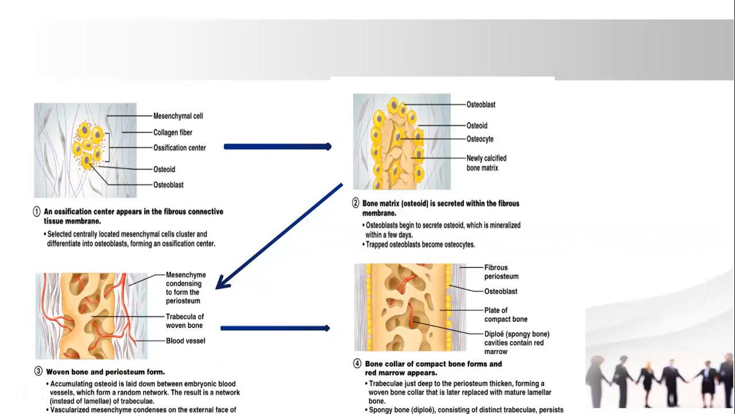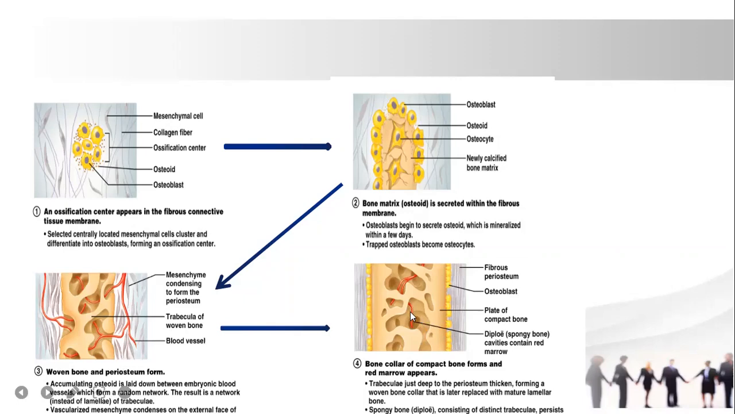Then vascularized mesenchyme condenses on the external surface. As shown here, they are now condensing to form the periosteum. Then finally, a bone collar of compact bone forms and red marrow appears. So fibrous periosteum is there, then osteoblasts are there still forming bone, then the plate of compact bone, the diploe, which is spongy bone, and cavities contain the bone marrow.